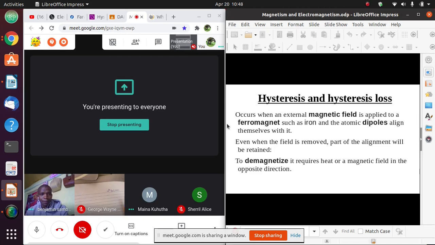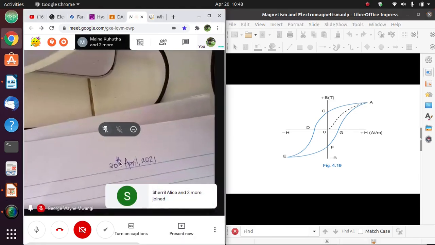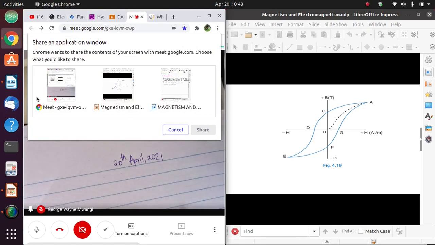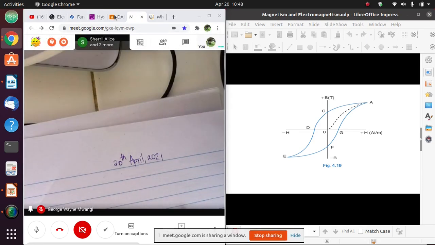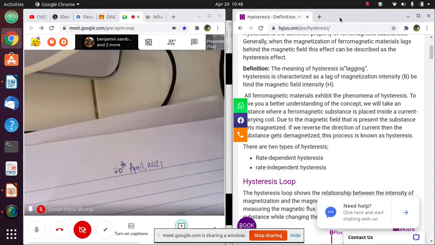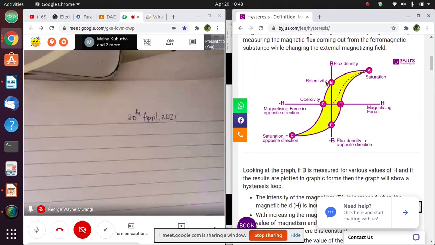Now this phenomenon, your hysteresis, can be explained ama can be shown by plotting the values of, let me switch kidogo. Now you can see what mnaweza ona karatasi yangu hapa.